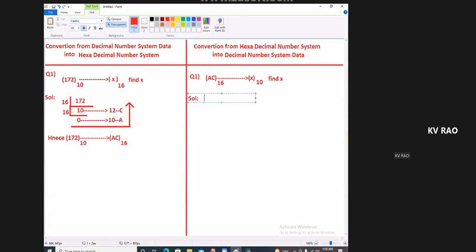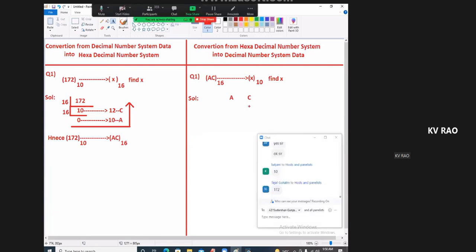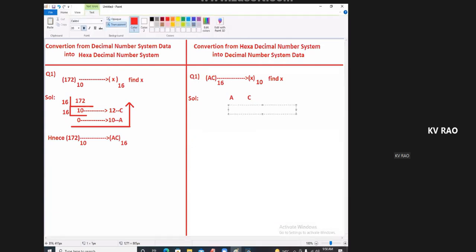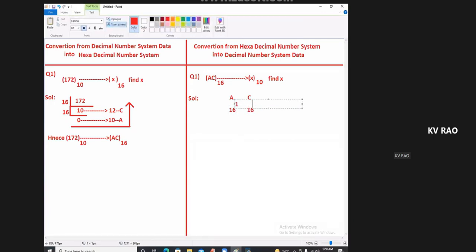Solution, I'm going to start with A. I'm going to take C here. Place values: 16 to the power of 1 for A, and 16 to the power of 0 for C. Already you are aware of it. What is the answer now?